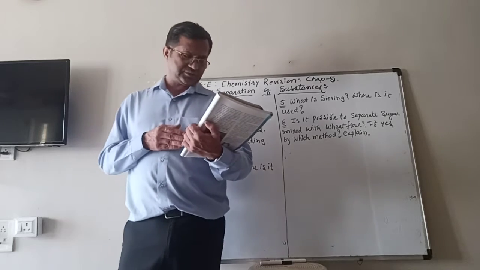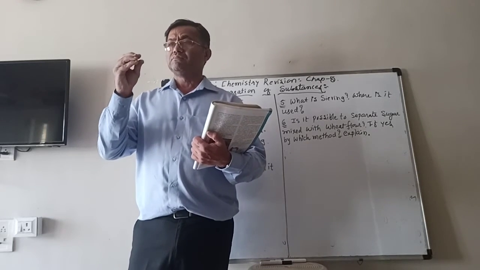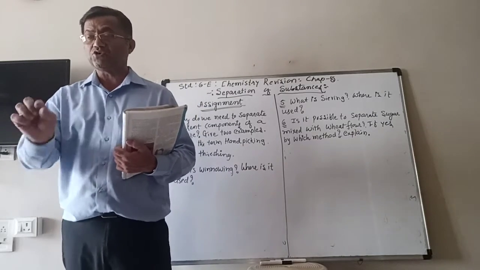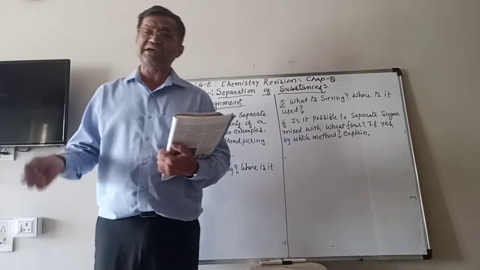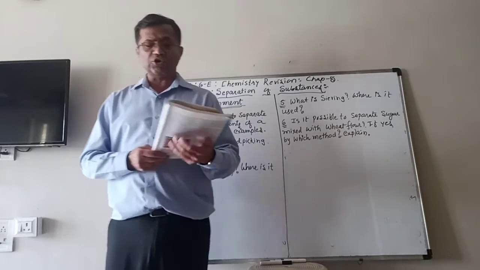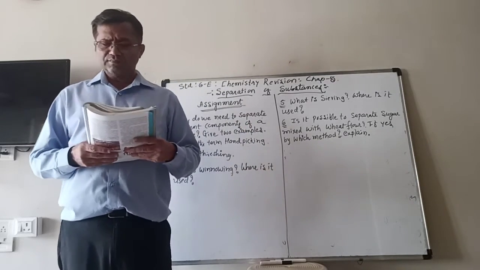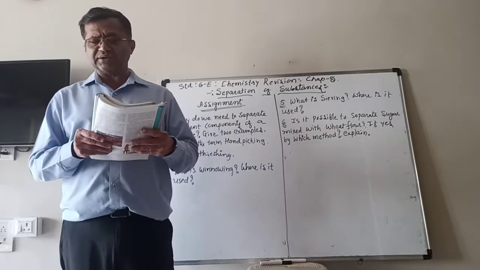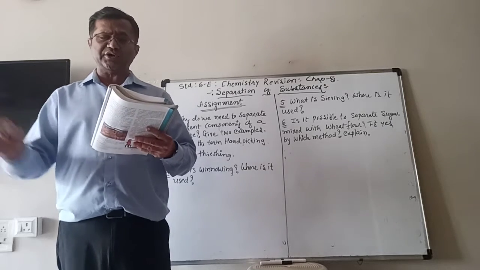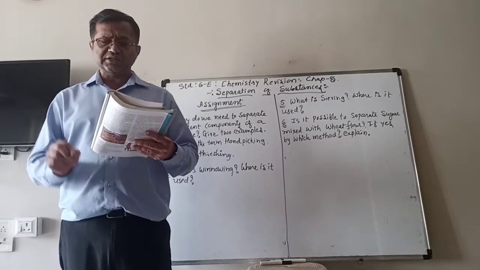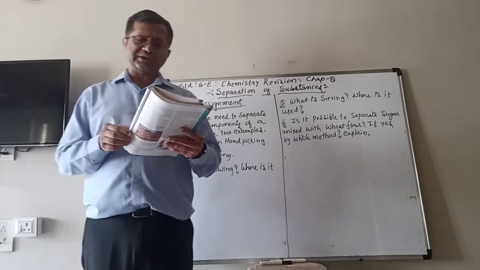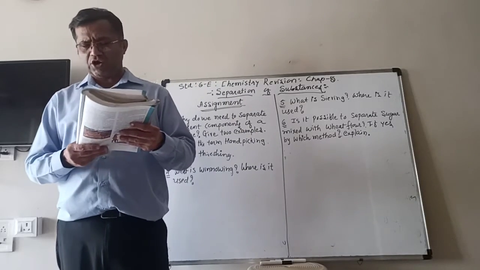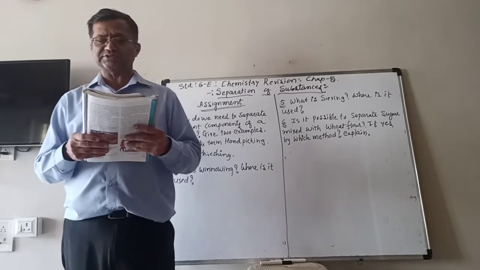In this you can see that the mixture has particles which are quite big, and you can see them with your eyes, take them out, and separate them with your hand. So when we separate slightly larger size impurities this way, it is known as the hand picking method. It is a very convenient method of separating substances.